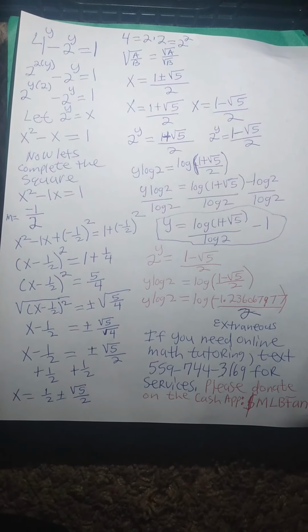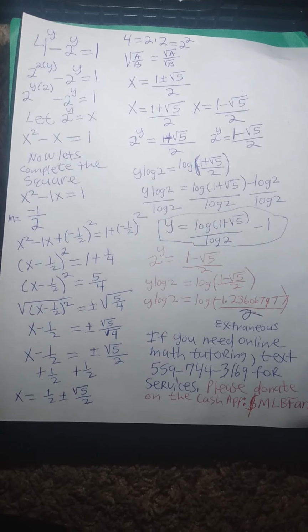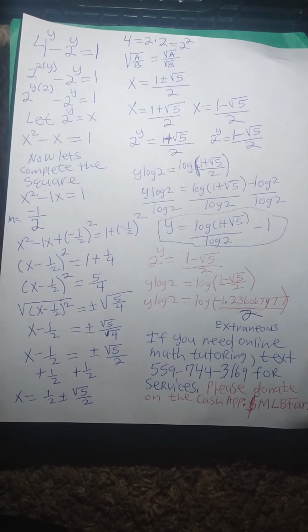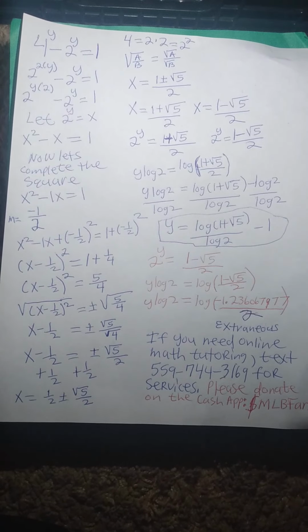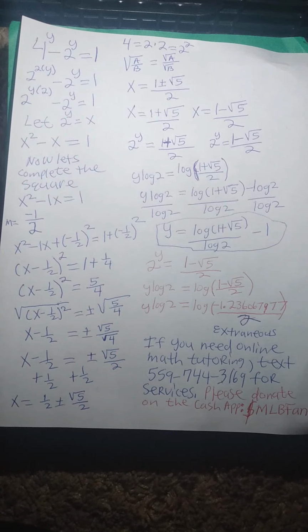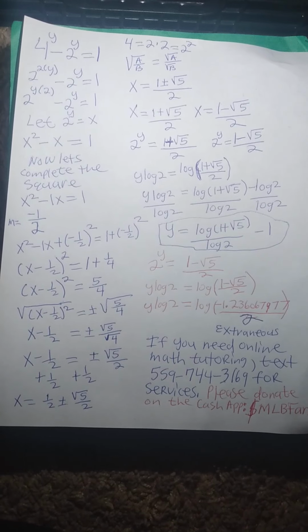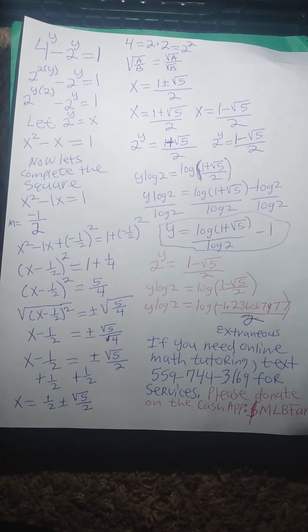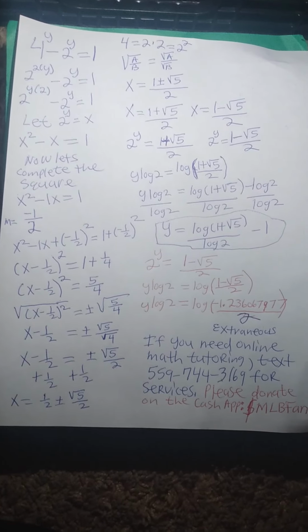Now, when you have division involved with logs, we have to flip it to subtraction. So y log 2 is equal to log of 1 plus the square root of 5 minus log of 2. Then we divide everything by log 2, and we will obtain y is equal to log of 1 plus the square root of 5, divided by log 2, minus 1. That is a real solution.